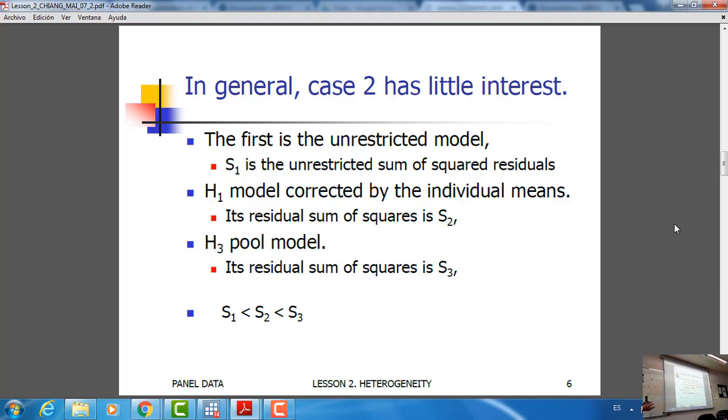But the question now is how much bigger? Because if they are kind of close, then which model should we use? Restricted or unrestricted? Restricted. And if they are far apart, then which one should we use? The unrestricted. Okay, so now let's go and see an example.